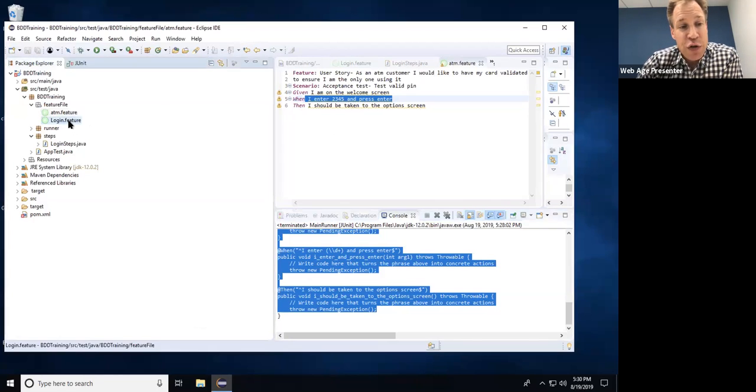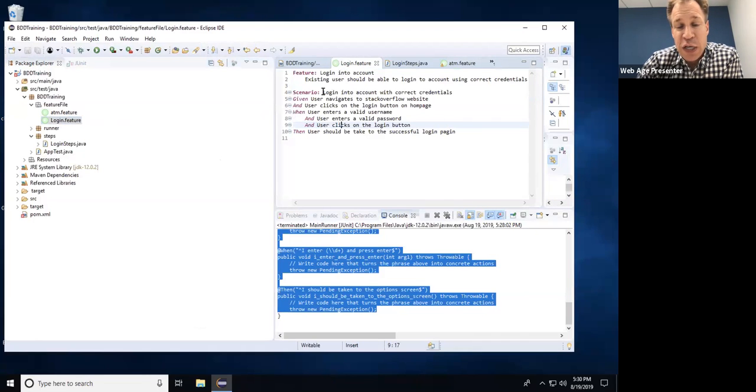I have a login feature here that I've created in the past, so let's open it up. My login feature says I'm going to log into an account with the correct credentials, and I'm really logging into my Stack Overflow account. So given the user navigates to the Stack Overflow website, and the user clicks on the login button on the homepage, and the user enters a valid username and a password, and then they click on the login button, then the user should be taken to a successful login page. So let's open up a browser real quick, and I'm going to show you.